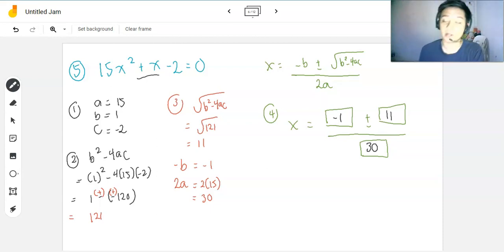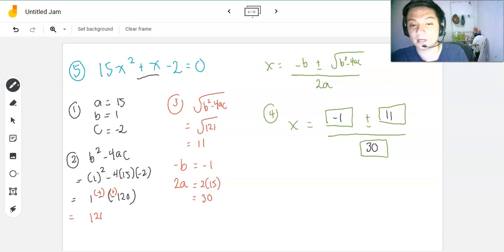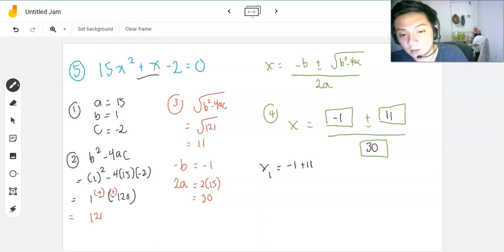Can we reduce this algebraic fraction to its lowest term? Parang hindi na, no? Kasi negative 1, 11, and 30 are all just divisible by 1. So, walang mangyayari. So, i-split natin ang ating equation into 2. So, x sub 1 will be equal to negative 1 plus 11 all over 30, while yung x sub 2 natin is negative 1 minus 11 all over 30. So, negative 1 plus 11 is positive 10 over 30. Yung negative 1 minus 11 is negative 12, that's over 30.